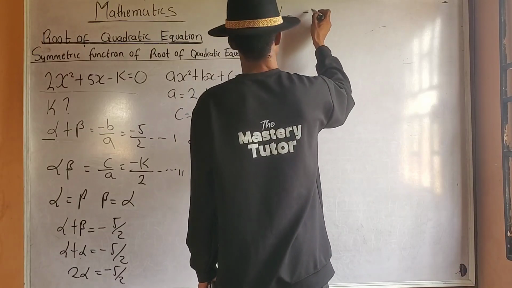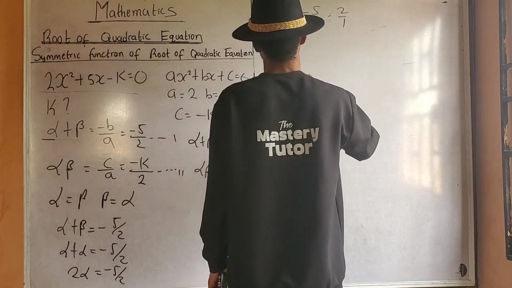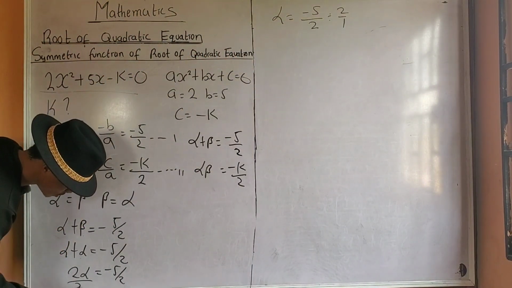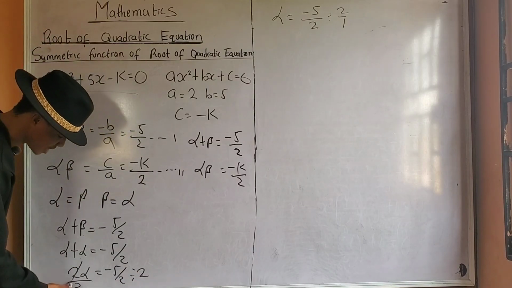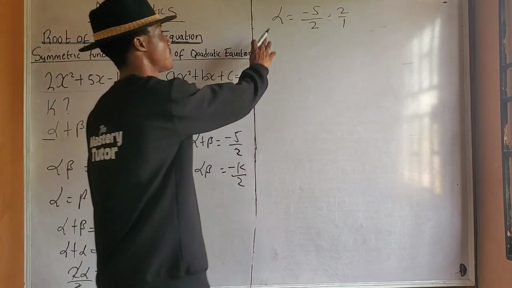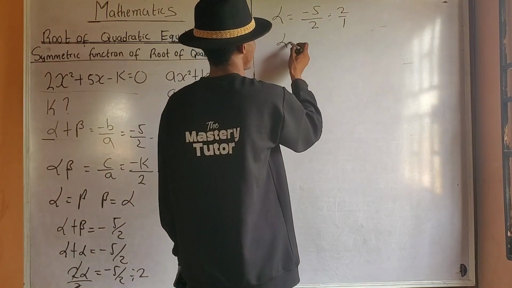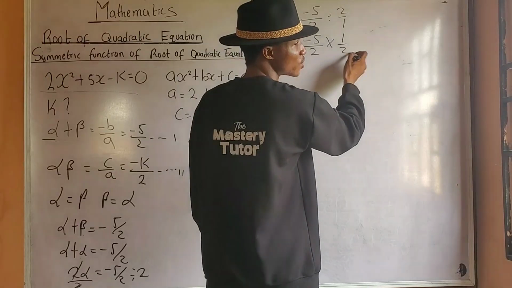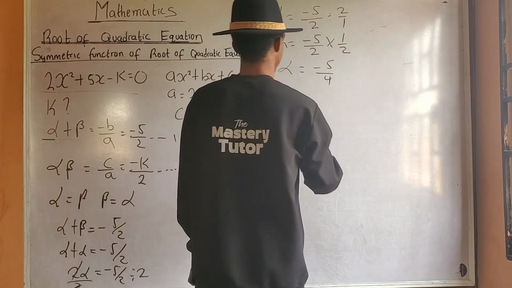Alpha is equal to minus 5 over 2 divided by 2 over 1, right? So I'm left with alpha equals negative 5 over 2 divided by 2. So I'm going to have alpha equals negative 5 all over 2, multiplied by 1 over 2. So I'm going to have negative 5 over 4, which is the value of alpha.